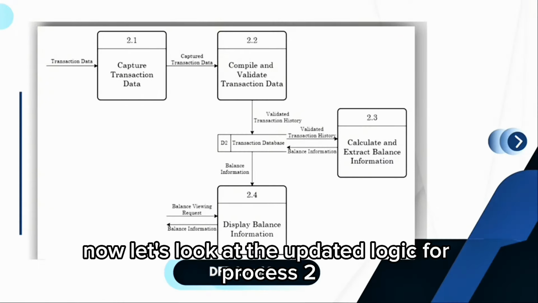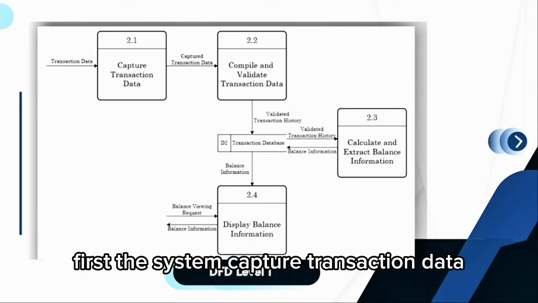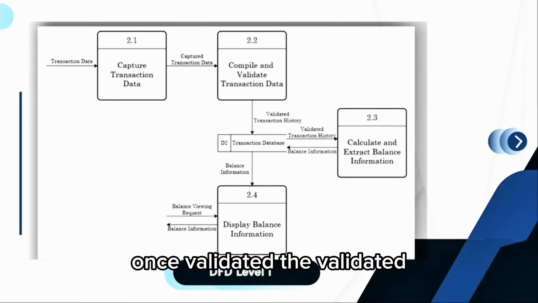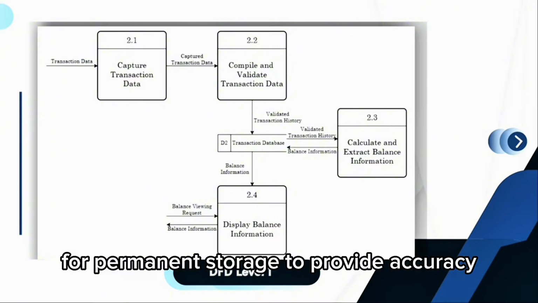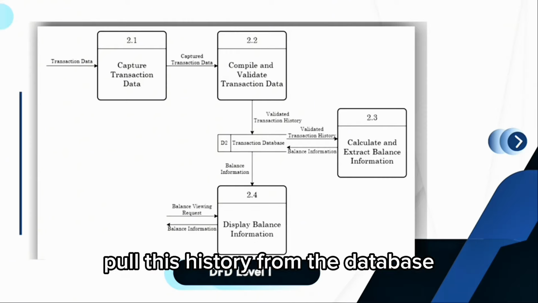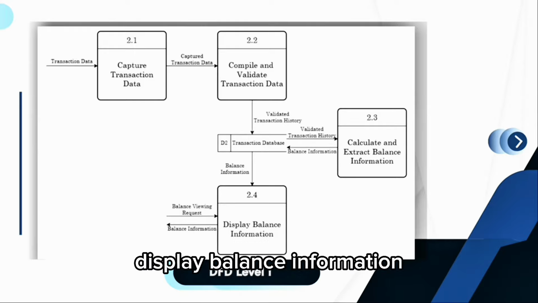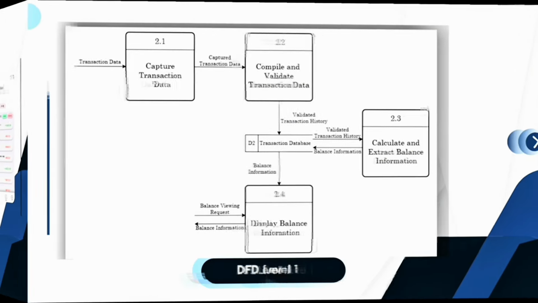Now, let's look at the updated logic for process 2, manage transaction, in our level 1 data flow diagram. First, the system captures transaction data and sends the captured data to be compiled and validated. Once validated, the validated transaction history is sent to the transaction database for permanent storage. To provide accuracy, process 2.3 calculates and extracts balance information, pulls this history from the database and returns the calculated balance information. Finally, process 2.4, display balance information, takes that data to fulfill user viewing requests.